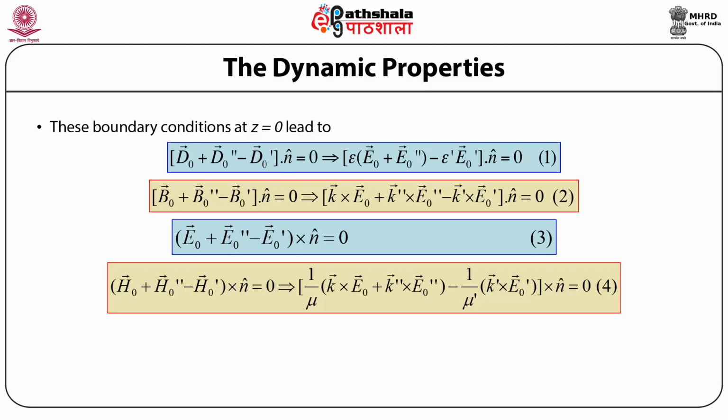So basically these four equations simply represent the four boundary conditions. The first equation says that the normal component of the displacement vector is continuous. The second equation gives us that the normal component of the magnetic field induction vector is continuous. The third equation gives us that the tangential component of the electric field is continuous. And the fourth equation gives us that the tangential component of the magnetic field is continuous.